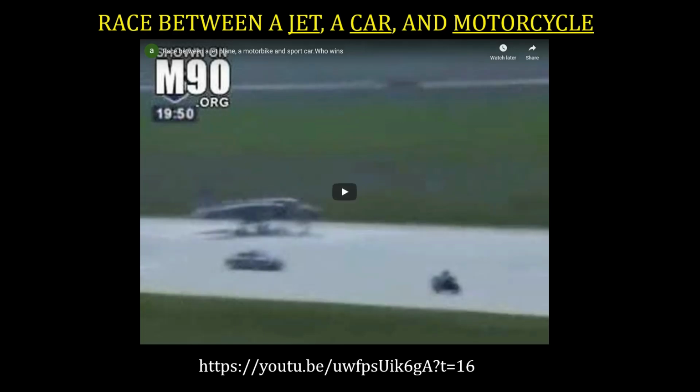Here's an example that will hopefully demonstrate the difference between velocity and acceleration. In this video, we're going to watch a race between a jet, a car, and a motorcycle. The recording, unfortunately, is not very good, but it's a good example. Here I'm recording a recording, so it might not look very good. So I've included the link if you want to watch it for yourself.